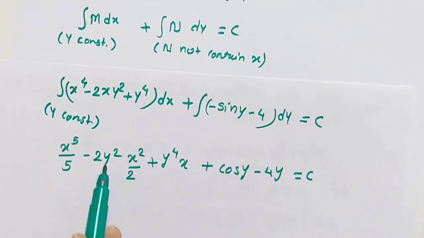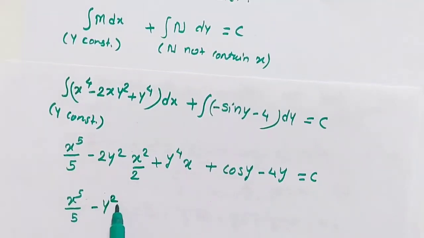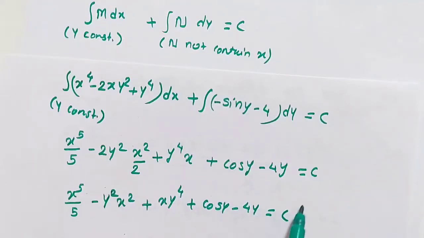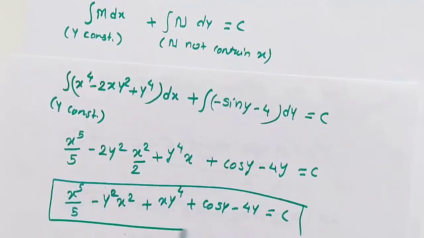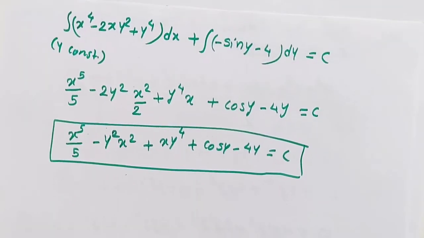Next, you may simplify this expression. Here the 2 gets cancelled, so we can write x^5 by 5 minus y^2 x^2 plus x y^4 plus cos y minus 4y equals c. This is our final solution of the given differential equation. Now we see the next example.